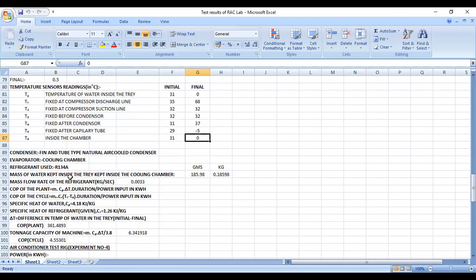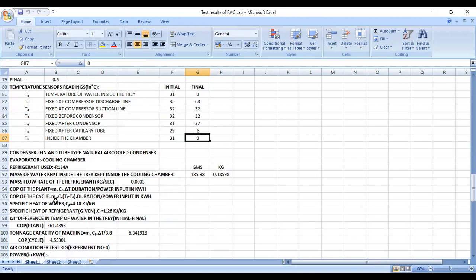The mass of water kept inside the tray, thus inside the chamber, becomes 185.98 grams or 0.1859 kg. Mass flow of the refrigerant is 0.0033. COP of the plant is mCp delta T divided by power input to the plant.